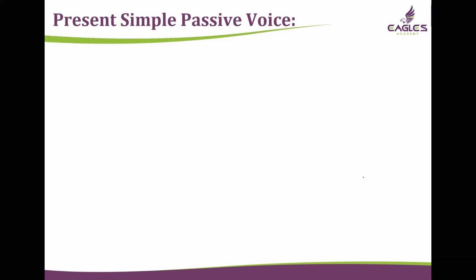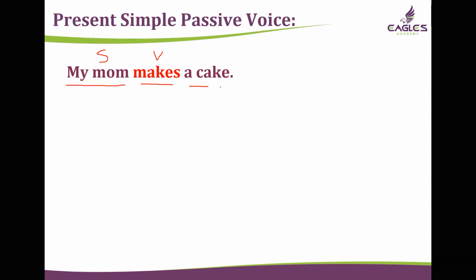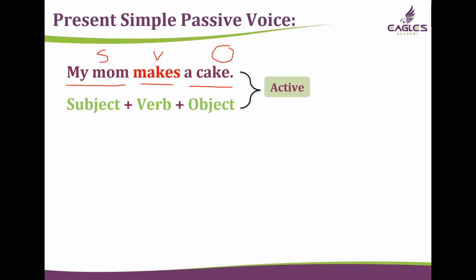Present simple, passive voice. So this is an example. My mom makes cake. Firstly, let's analyze the sentence. My mom is what? Verb, subject, what do you think? It is actually the subject. Makes is the verb. Cake is the object. Okay, dears? This is active. So, mom performs the action. What is the action? Makes. She makes cake.